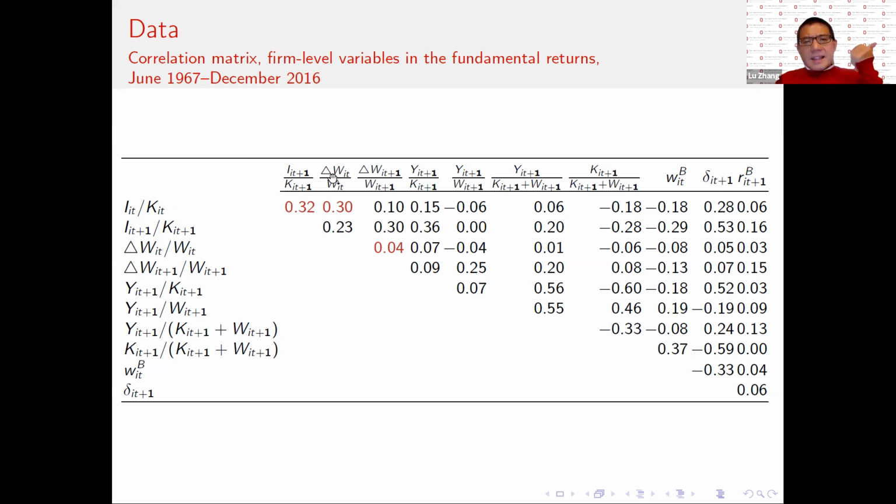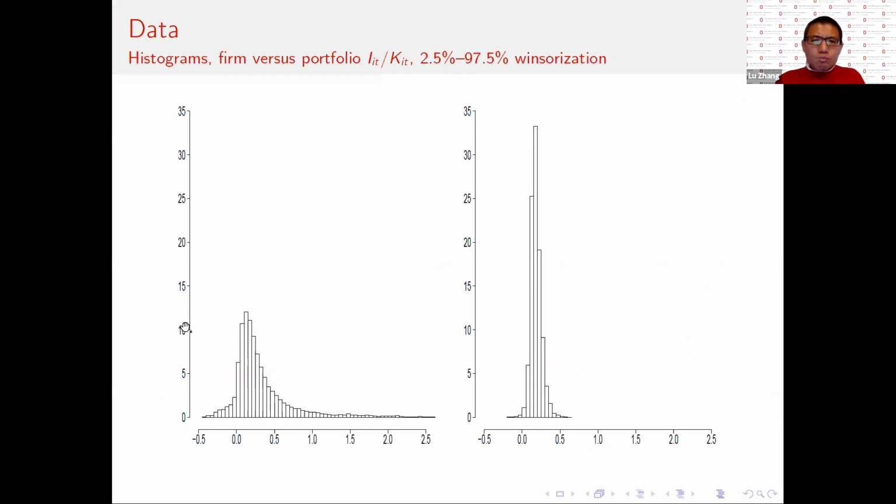Working capital investment and physical capital investment are positively correlated, 30%. So, firm-level distribution histogram: this is the histogram, firm distribution versus portfolio-level distribution of the investment rate. We are doing a 2.5, 97.5 visualization. Despite the visualization, you see the physical capital investment rate is asymmetric, skewed to the right with a long right tail. Okay, so the positive investment tail is way longer than the negative investment tail.